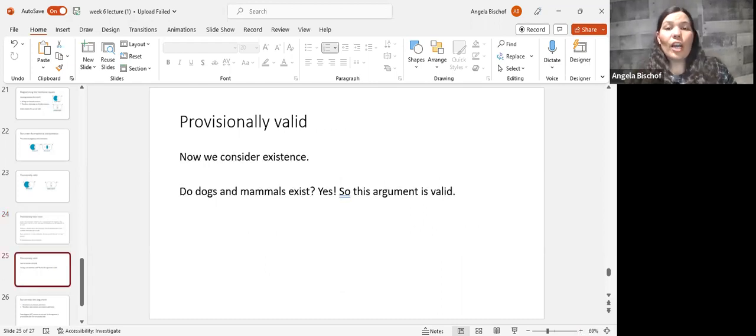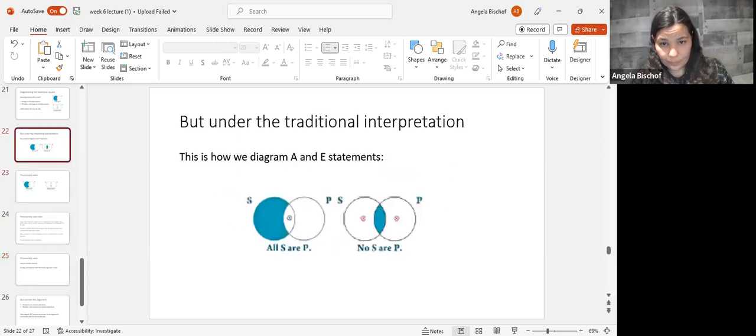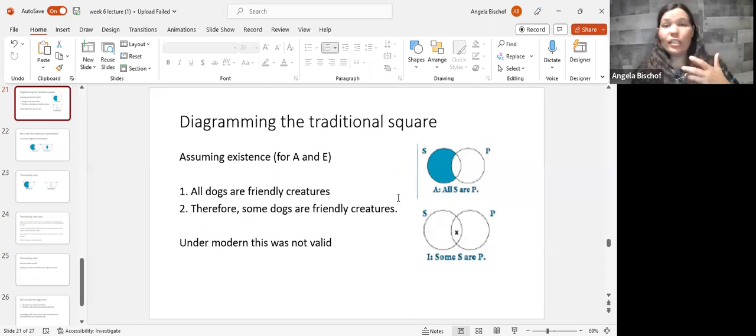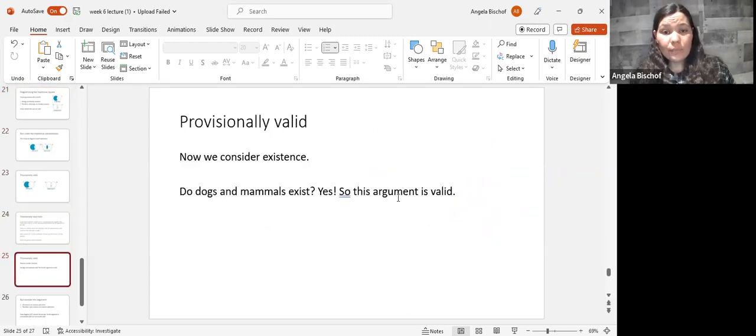The step to figure out whether this argument is truly valid is to consider existence. And in this argument, I'm using the predicate friendly, but the mammals one works too. Do dogs exist? Yes. Do mammals exist? Yes. Or in this case, friendly creatures. Do friendly creatures exist? Yes. All of these, the subject and this predicate, they all actually exist in the real world. So the argument is valid.